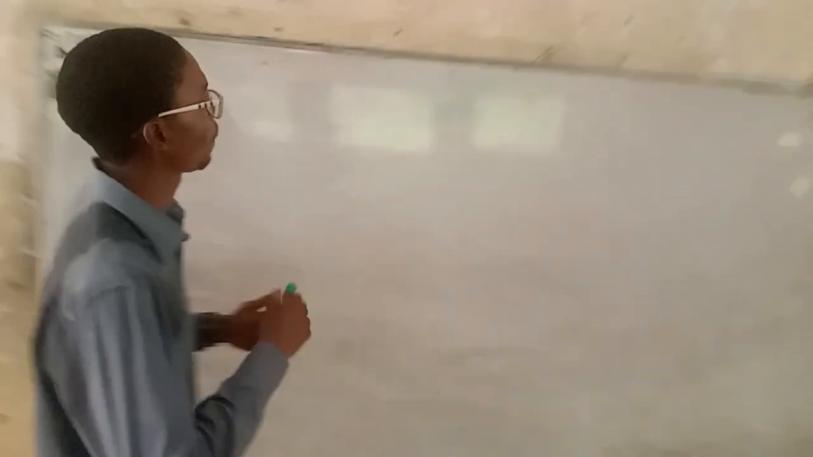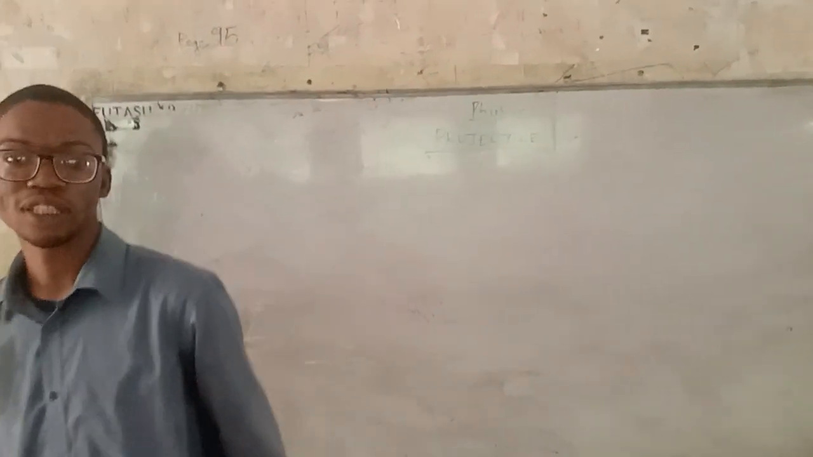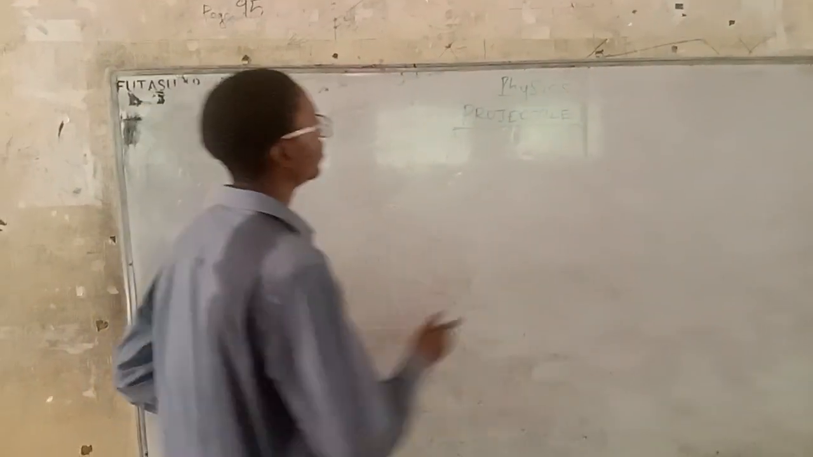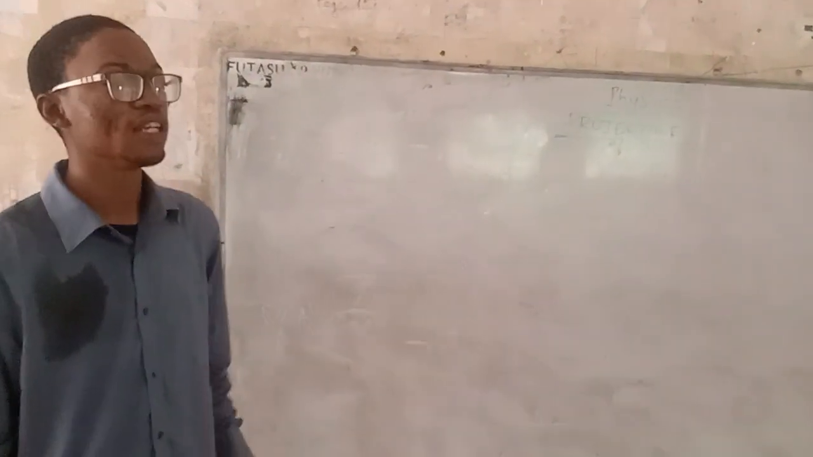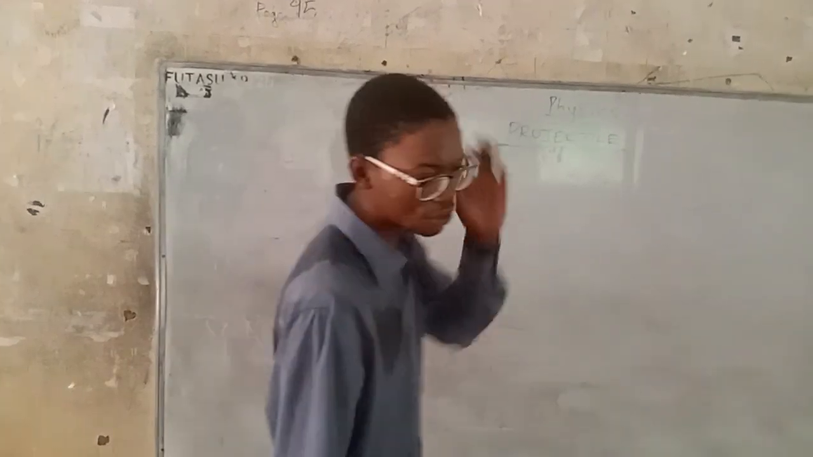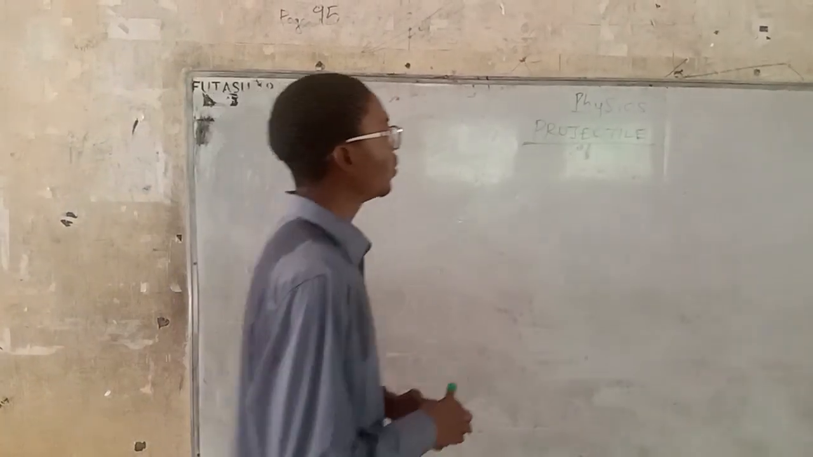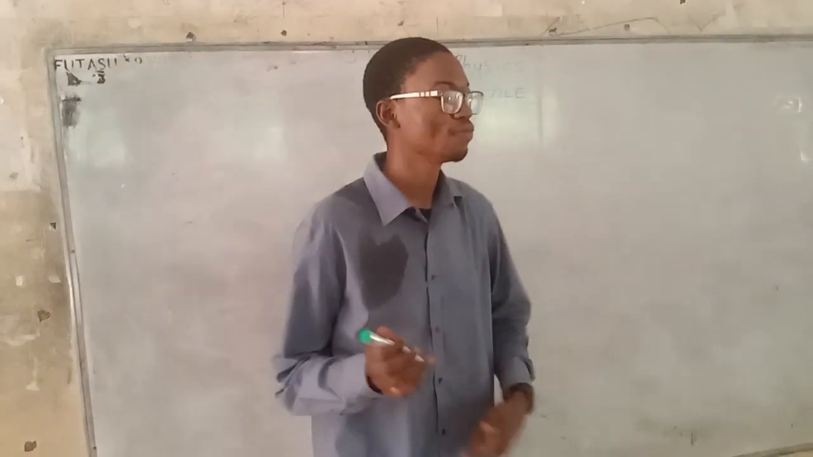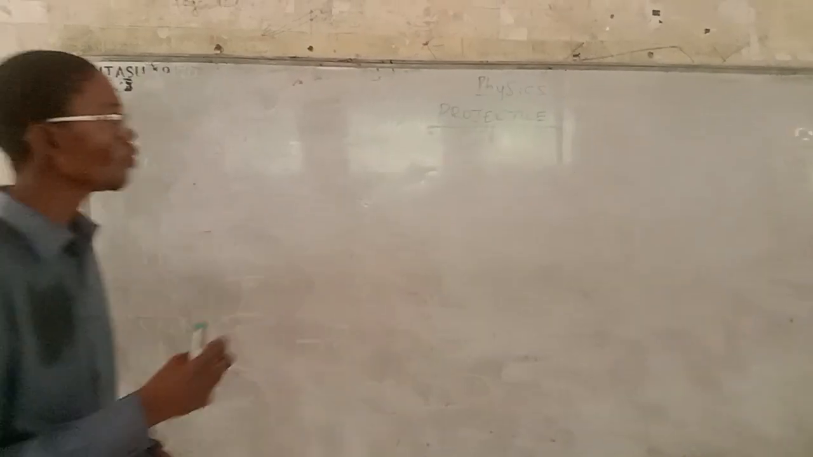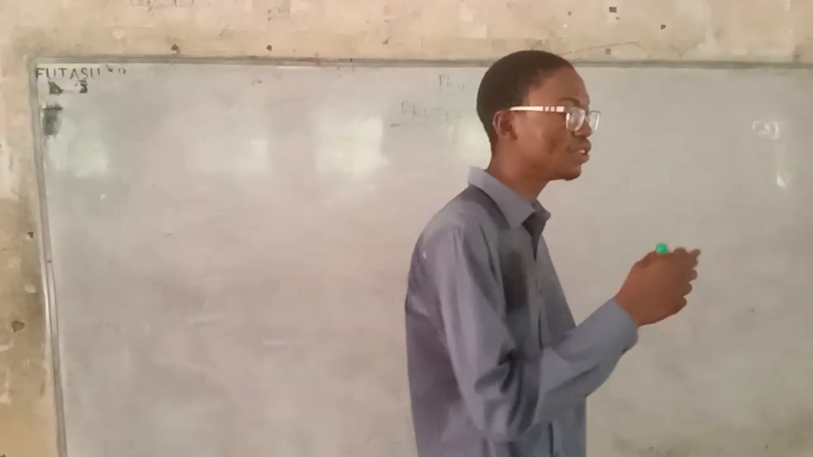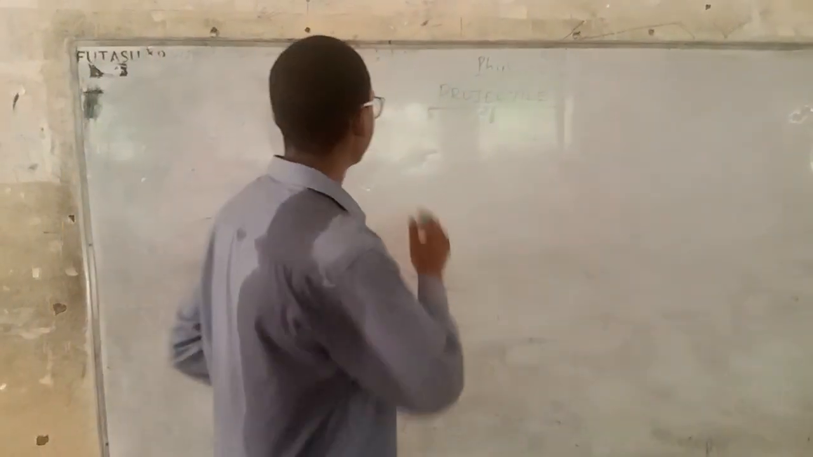Now let's start projectile. What do we call projectile? Projectile is an object thrown into the air and allowed to move freely under gravity. Examples of projectile: we have an arrow, a shot arrow. We have a javelin. When you throw a javelin, are you getting me? So that is projectile.